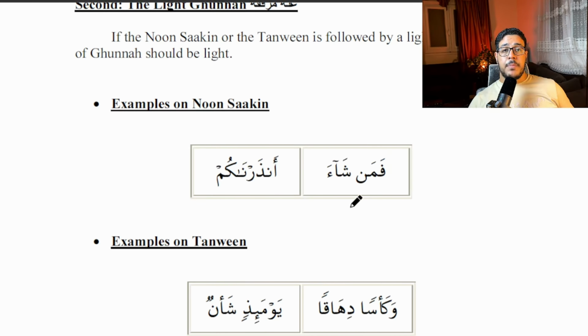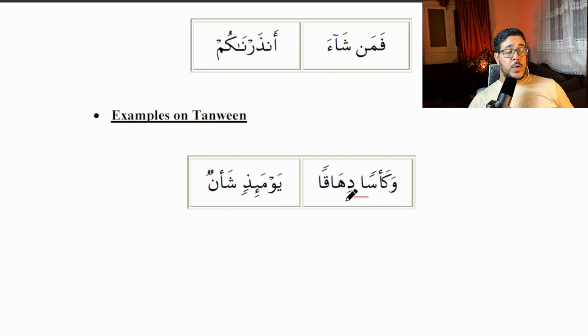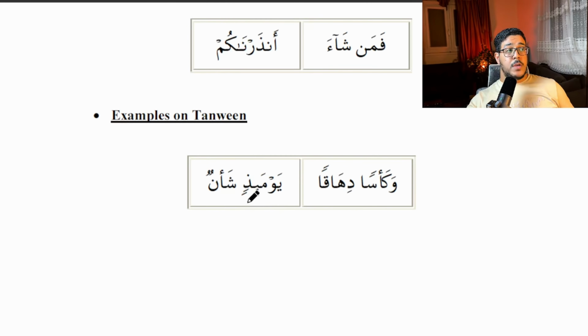And let's see examples of Tanween. Tanween in this word, and it's followed by dal here. Again, dal is an Ikhfaa letter and it's a light letter, so we have to do Ikhfaa Haqiqi with light Ghunnah. وَكَأْسًا دِهَاقًا. And in this word, we see Tanween and it's followed by sheen as well.